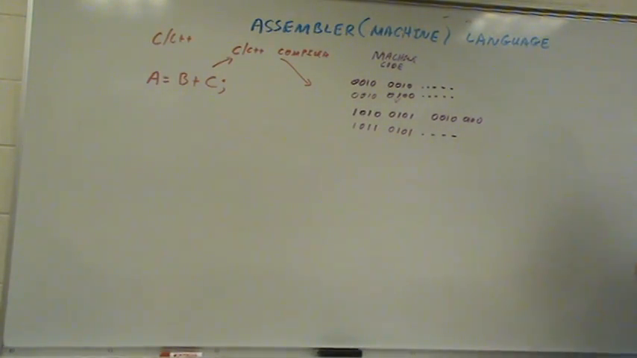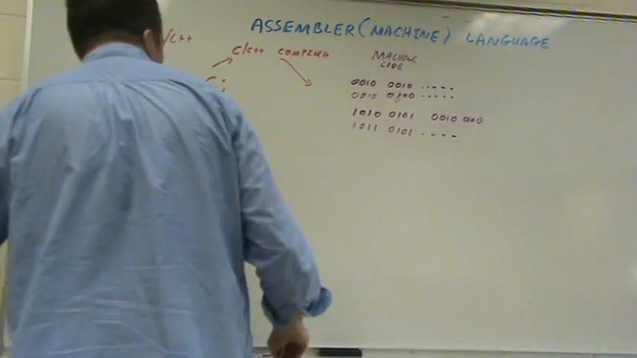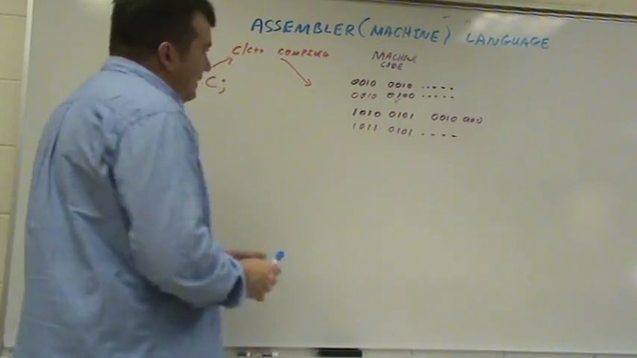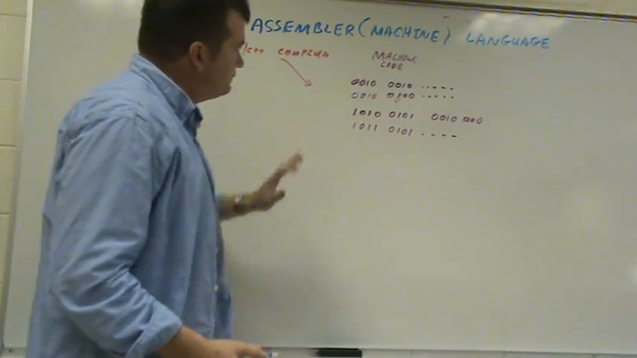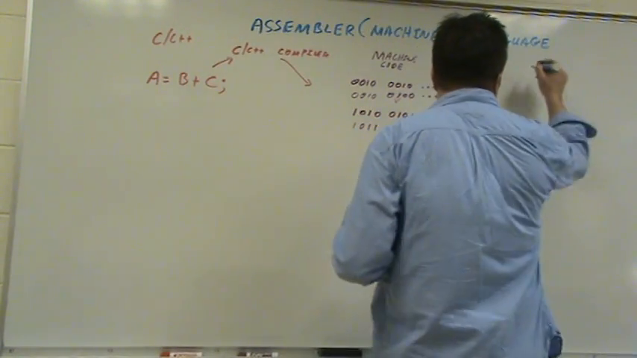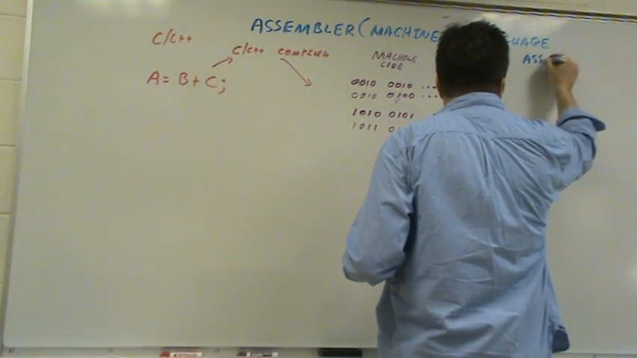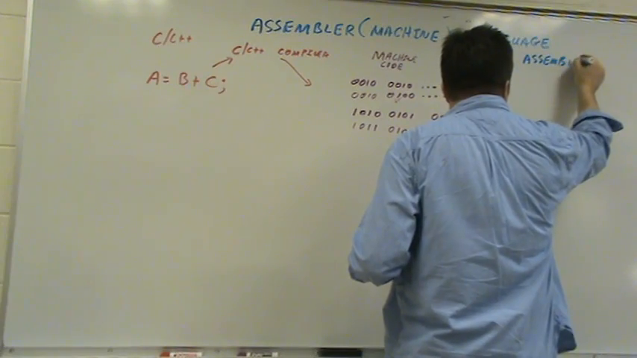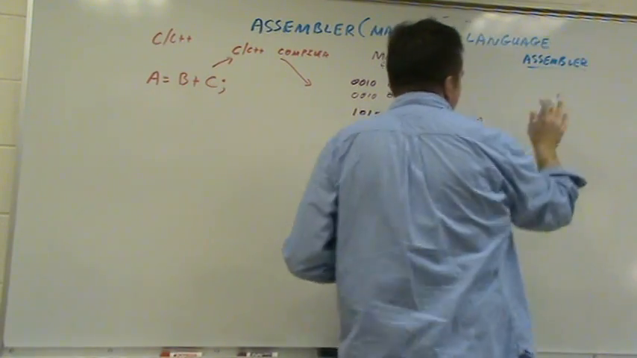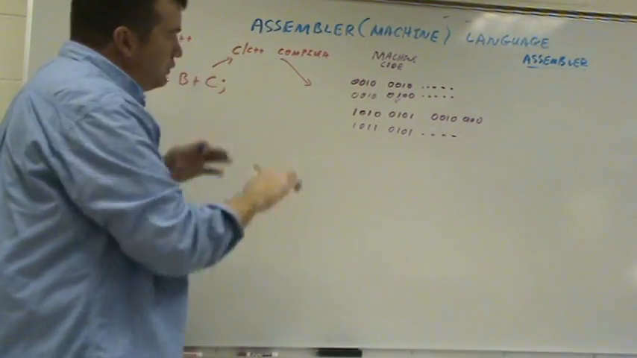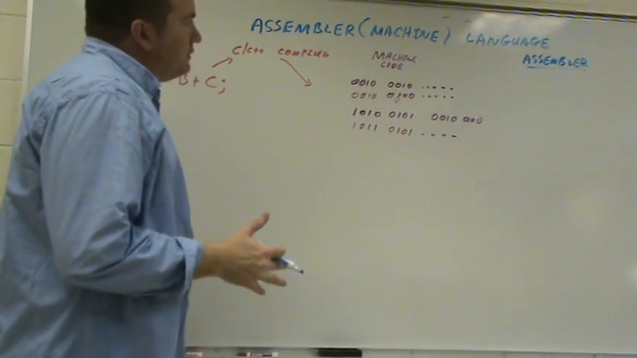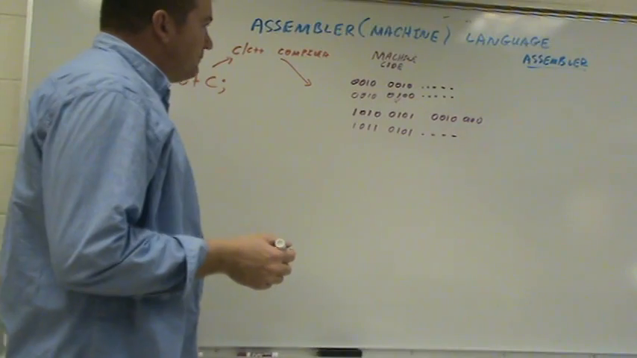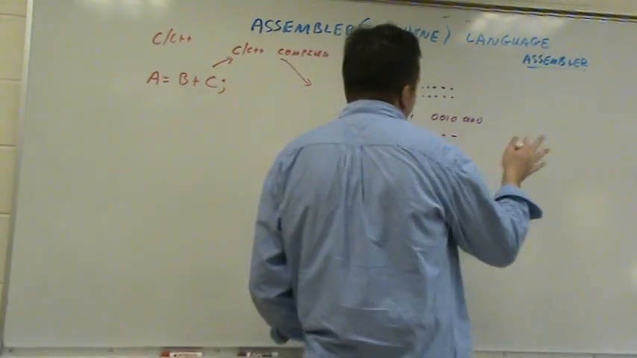So wouldn't it be nicer if we could write this code out looking more like English, but step-by-step? There's a language called assembler language, which is really like a sister language to machine language. There's a one-to-one map for every machine instruction. There's an assembler instruction. But assembler looks a little bit more like English. So it's a little bit more readable, and it might look something like this.